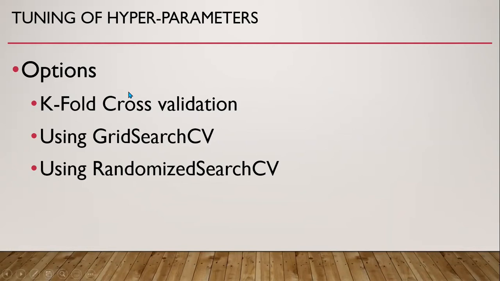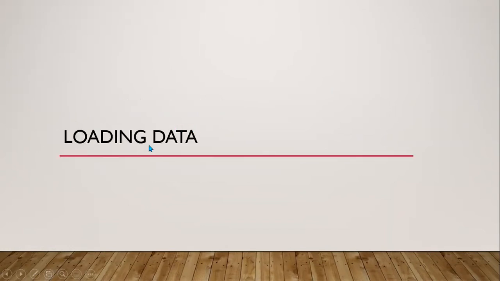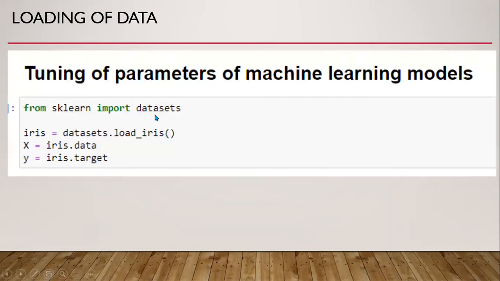I will describe tuning of hyperparameters by using three options. One is using cross-validation, and the other two include automatic hyperparameter tuning using GridSearchCV and RandomizedSearchCV. These are part of the sklearn library. So first of all, we will load the data. I will be using the inbuilt data from sklearn, the iris dataset.